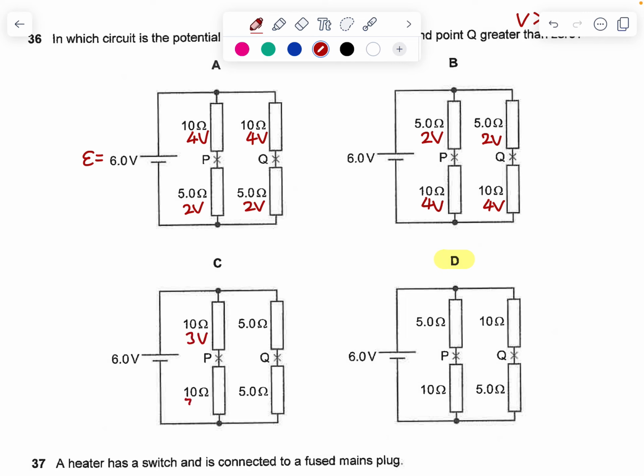Three volts, since they are all 10 ohms, 3 volts, because they are in series. So this entire is 6 volts. For this case, 2 volts, 4 volts add up to 6 volts also, 4 volts, 2 volts. So you see that only D has a potential difference of greater than 0.